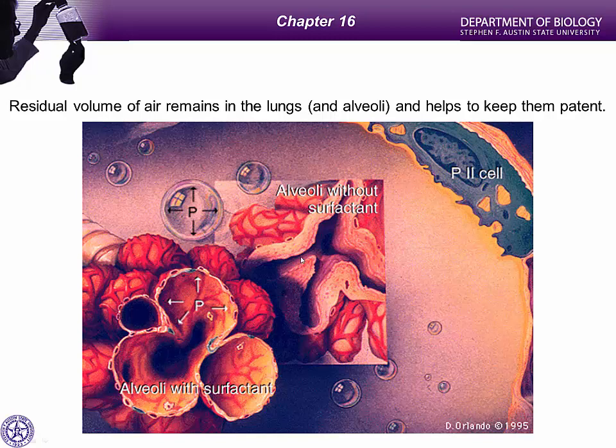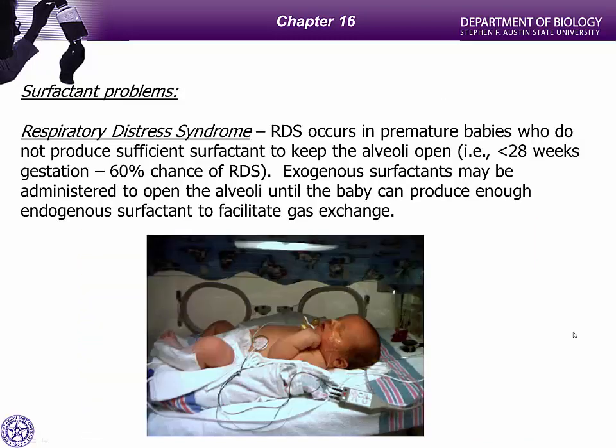You can see without it, the alveolus is closed. With surfactant, it is extremely easy, just by the air that's left over in your lungs, to keep the alveoli open. Now, as I mentioned, this is going to be particularly a challenge for newborn babies and premature babies, whose cells maybe haven't begun to produce a significant amount of surfactant yet. In that case, those babies are going to suffer from what is known as respiratory distress syndrome, or RDS.